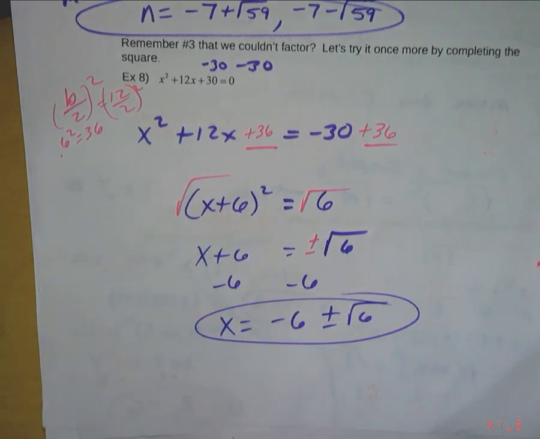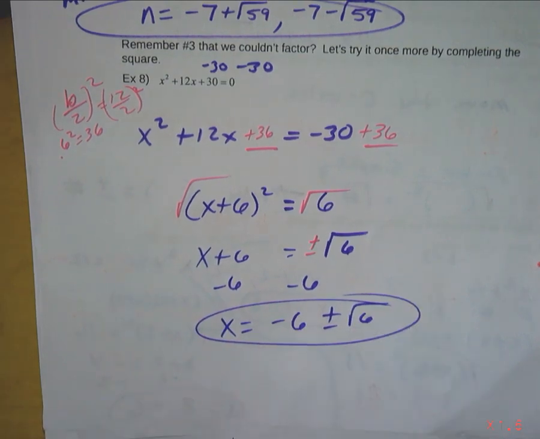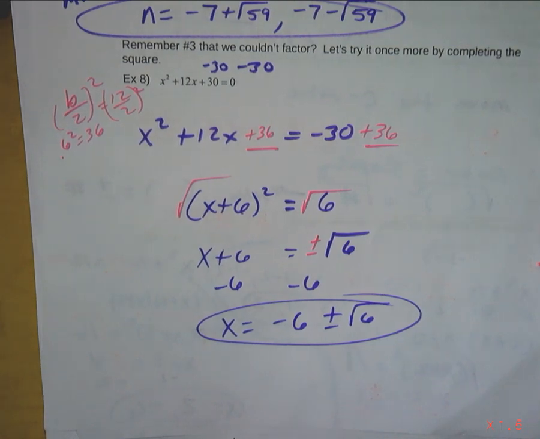Final answer. Okay, you can't combine these. They're unlike terms. And this is probably how I'd write it. Negative 6 plus or minus root 6. If my math lab doesn't accept that, then that's negative 6 plus root 6, negative 6 minus root 6, but they should take that. Okay, this is nice and pretty, I think. So that's what happens when it doesn't factor.